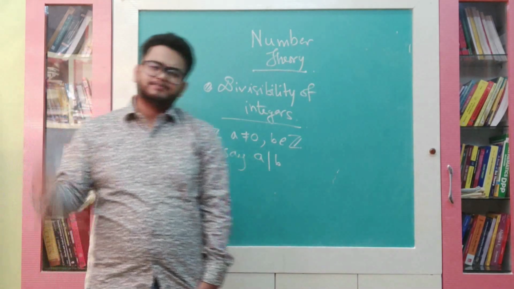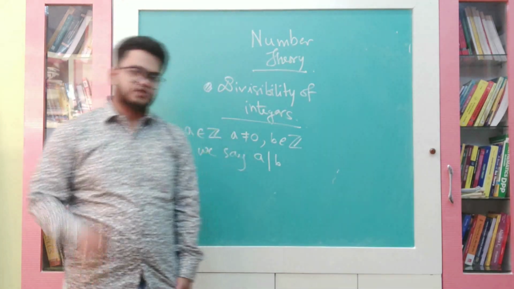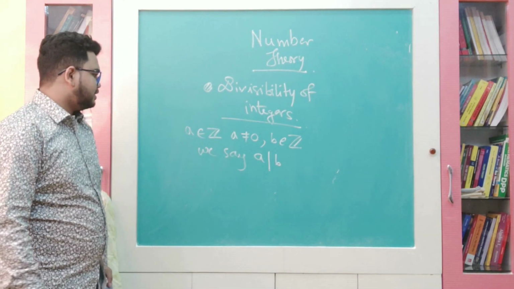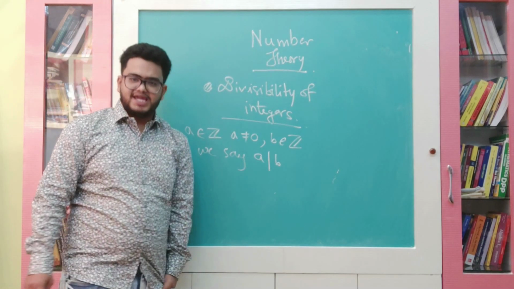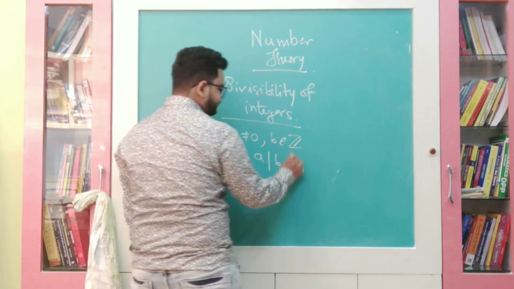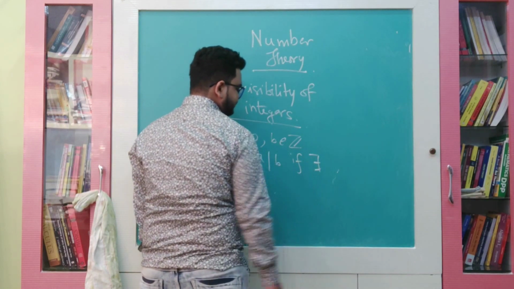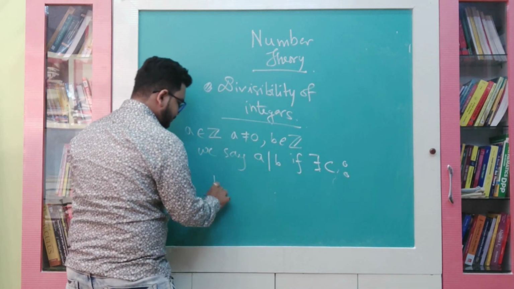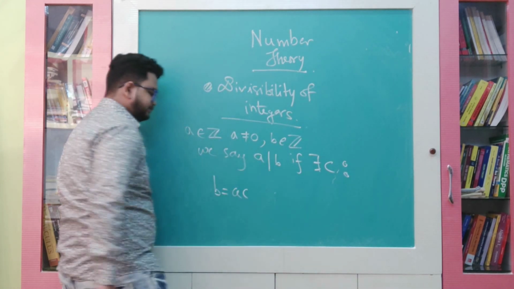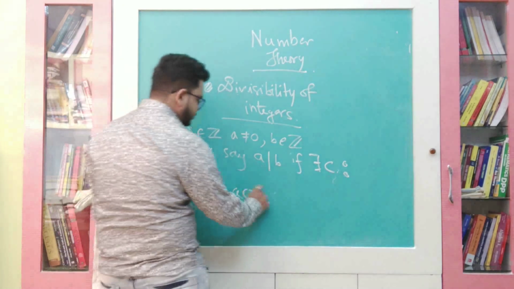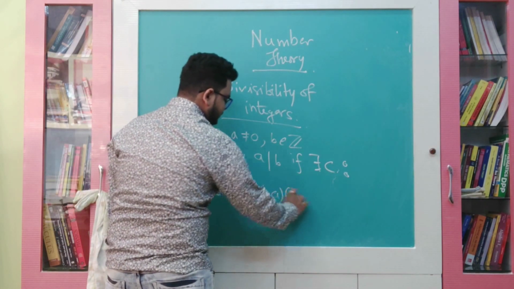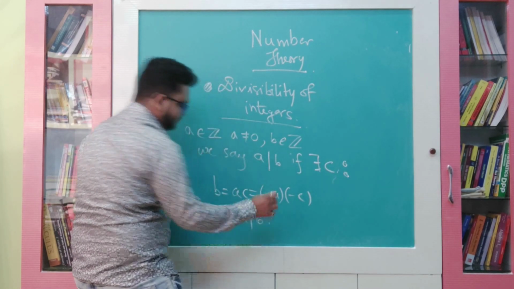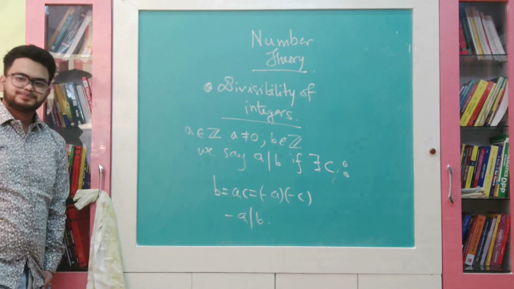A little bit of sound problem, so I just switched off my fan. Okay. So a number b is said to be divisible by a if there exists c such that b equals ac, which is equal to minus a times minus c. So minus a also divides b.